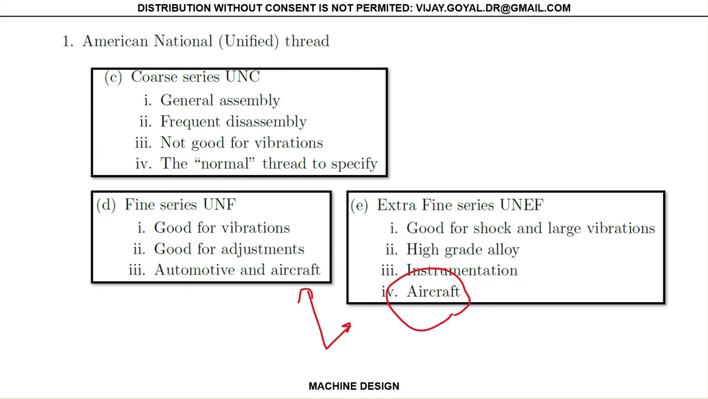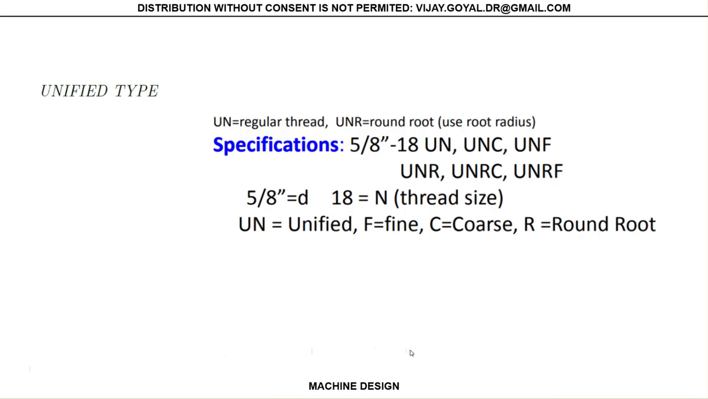Okay, so there are some specifications, and we need to understand the terminology here. Typically, the first thing that you have here just tells you what the diameter is. I'm going to go to the next chart and show you how it works. And then the second number is the pitch, okay, the thread size, sorry. So this is diameter, the thread size, and all these letters just tell you this is unified series, this is fine, this is coarse, this is round root.